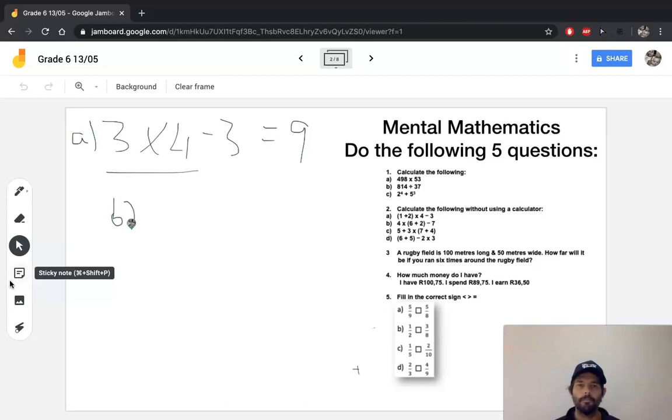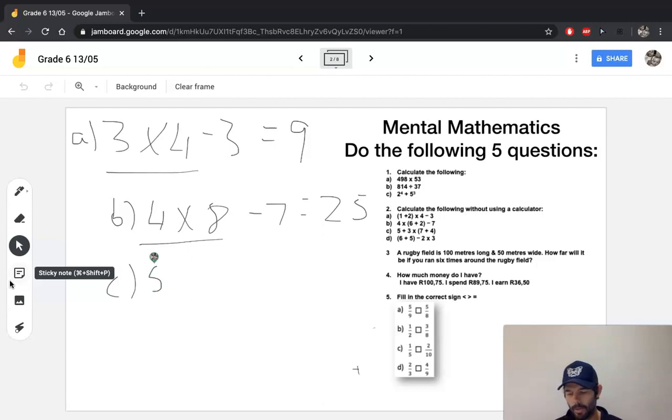Okay, B, brackets first again, so 6 plus 2 is 8, so we'll then have 4 multiplied by 8, subtract 7, and we know that 4 multiplied by 8 comes first, and that's 32. Subtract 7, and we get 25. C, again, the bracket must be done first, so that's going to give me 5 plus 3 multiplied by 11. Okay, and we know multiply comes first. 3 times 11 is 33. Add the 5 is 38.